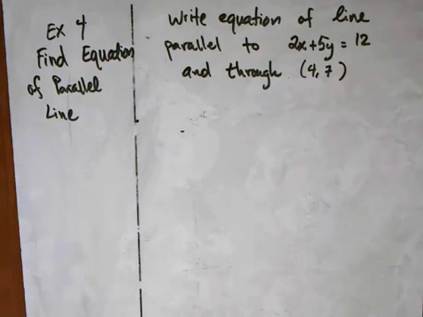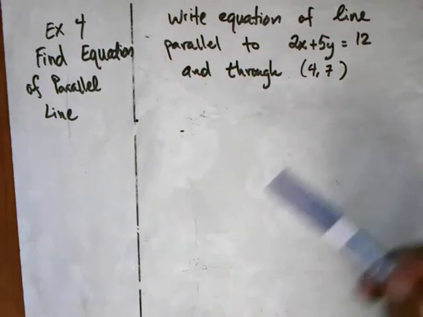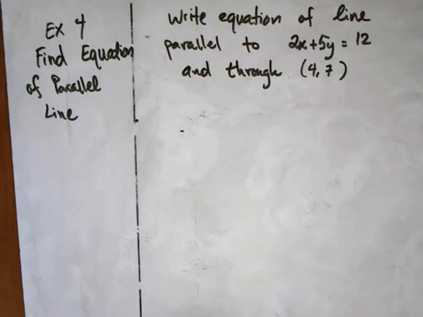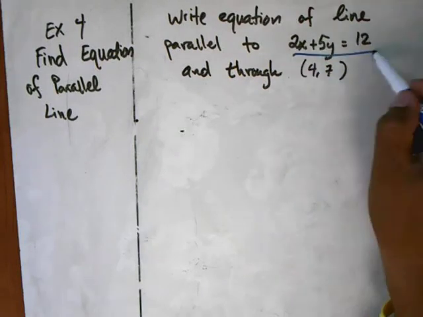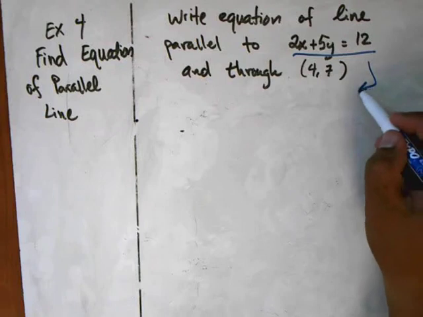Okay, so here I have a problem that deals with parallel lines, and it says write the equation of a line that's parallel to 2x plus 5y equals 12, and it passes through (4, 7). So this line that we're given here, we want another line that's parallel to that and that goes through this point. So let's just look at this line and let's convert it to slope-intercept form.